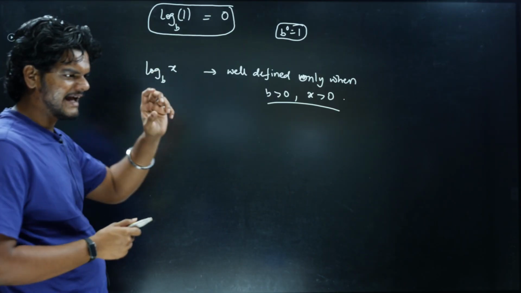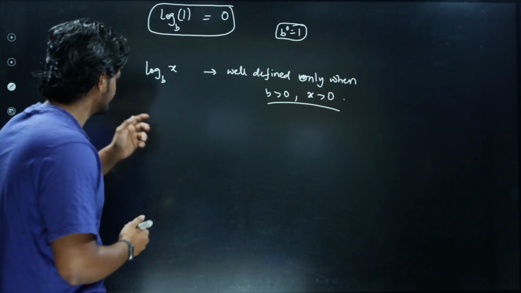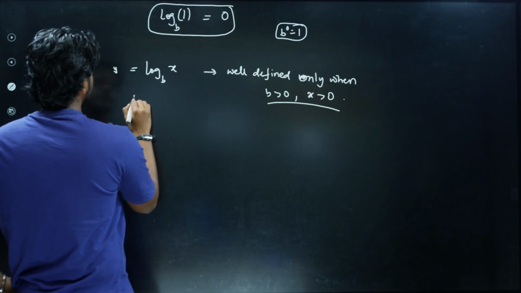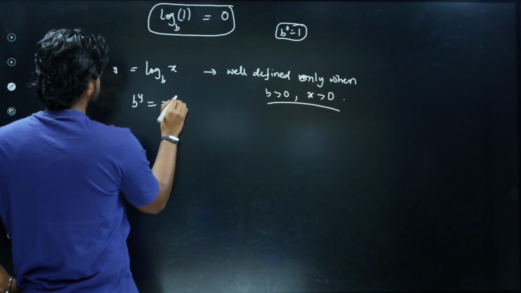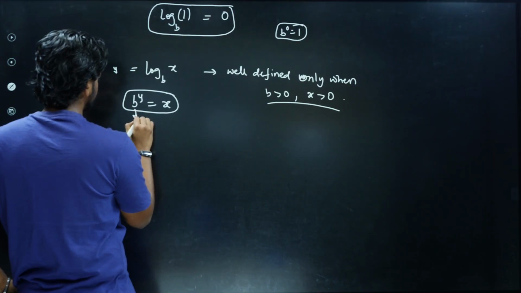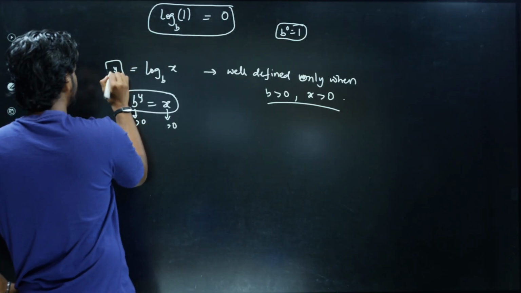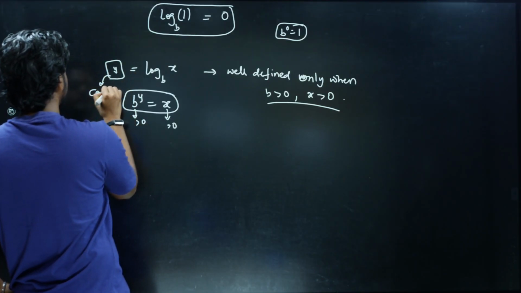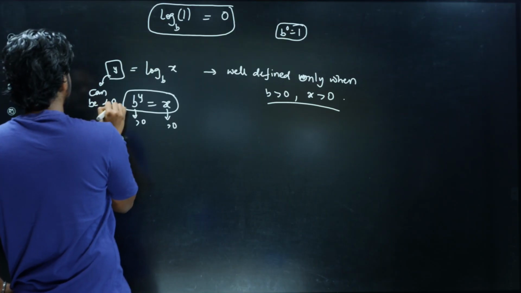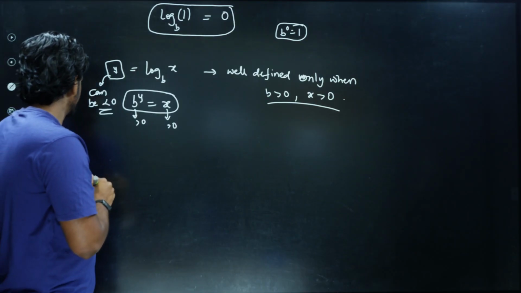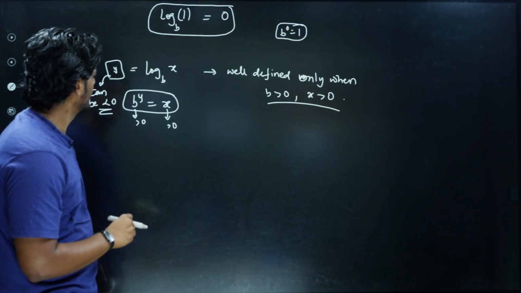Otherwise, we can't have a negative power. Because whatever value this may be, this would imply that b power y is equal to x and the base has to be positive, and hence this has to be positive. Although y can be negative, that is there, right? Okay.